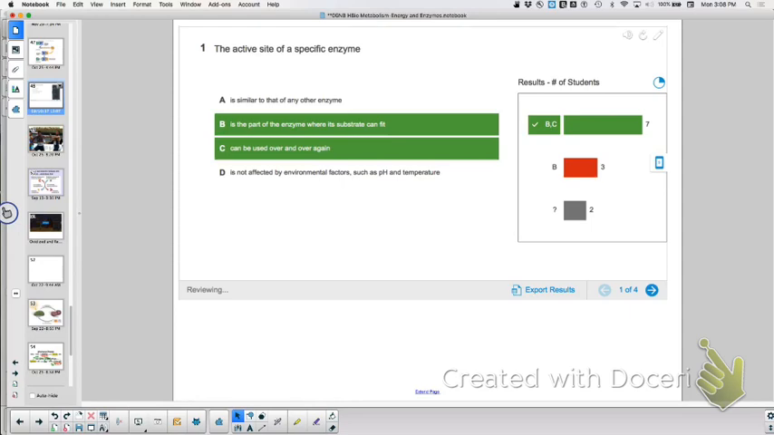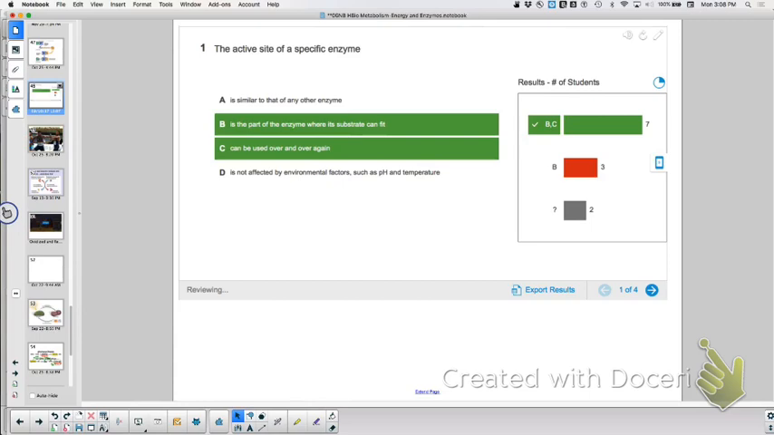The active site of a specific enzyme is part of the enzyme where the substrate can fit and can be used over and over again. It is not similar to any other enzyme. Then you would only have one enzyme. All enzymes would be the same and you would have no control. All right? It is affected by environmental factors such as pH and temperature.